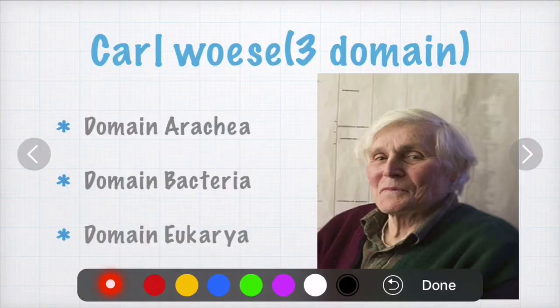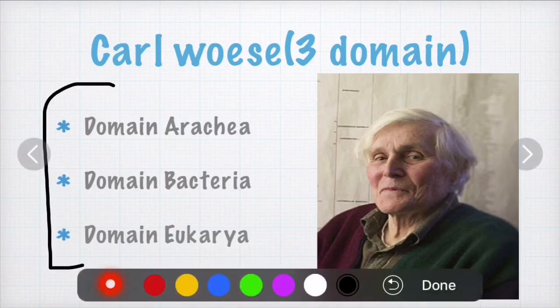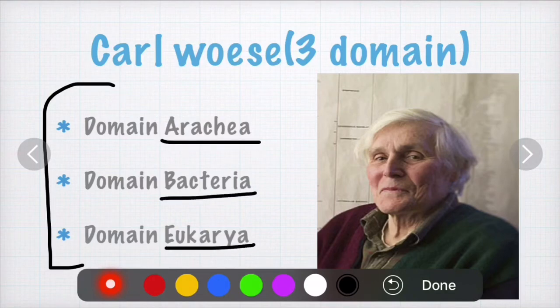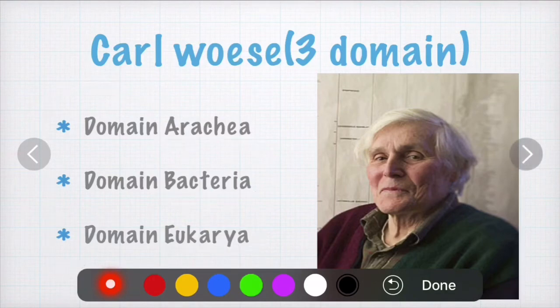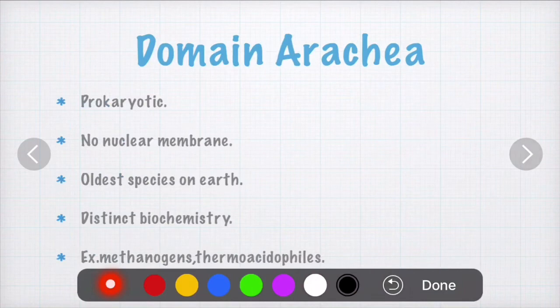Carl Woese is the scientist who invented the three domain system, three domains of classification of all types of organisms such as Archaea, Bacteria and Eukarya. Let's see about domain Archaea. This includes all the prokaryotes.